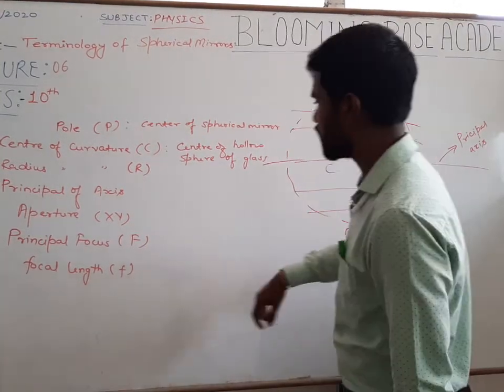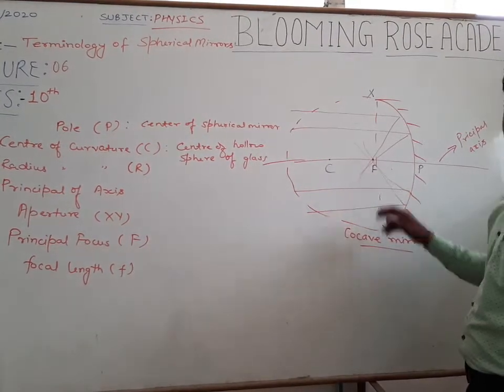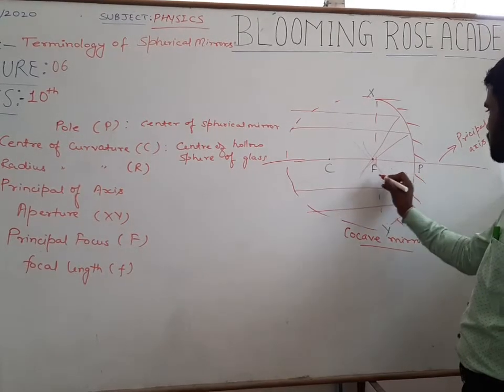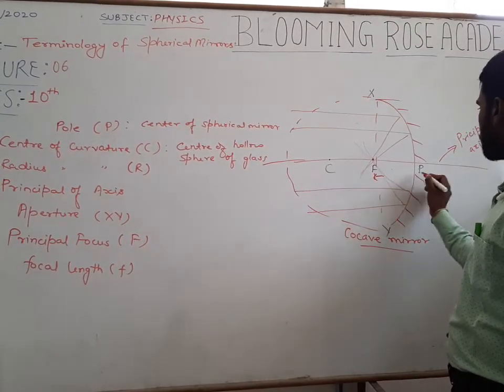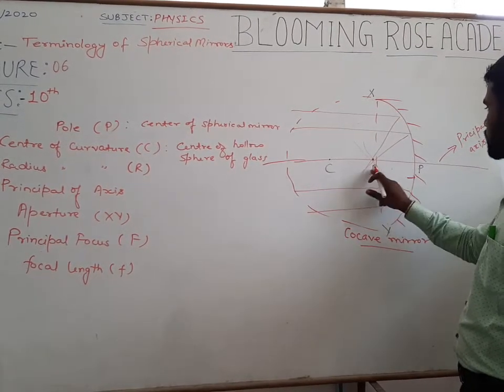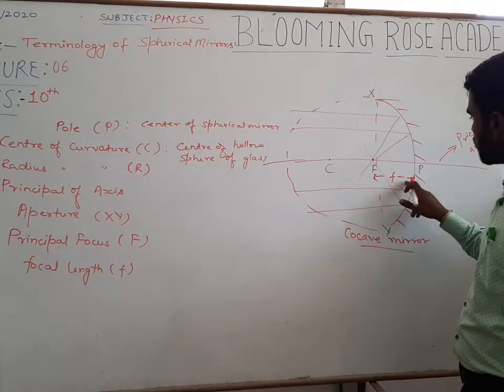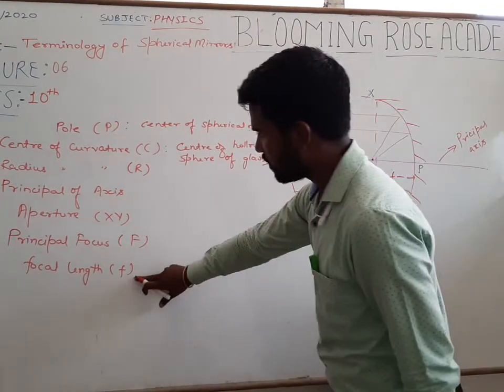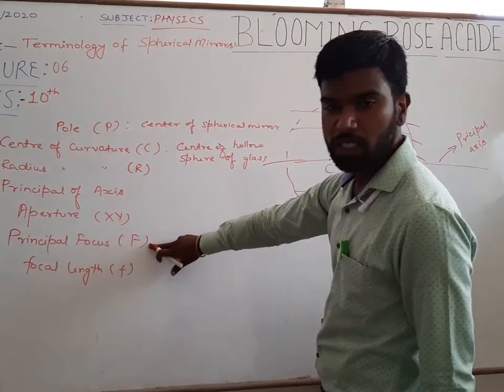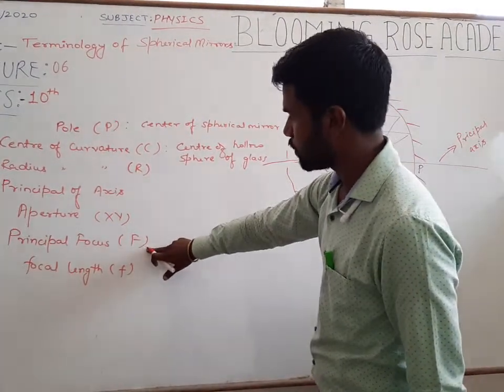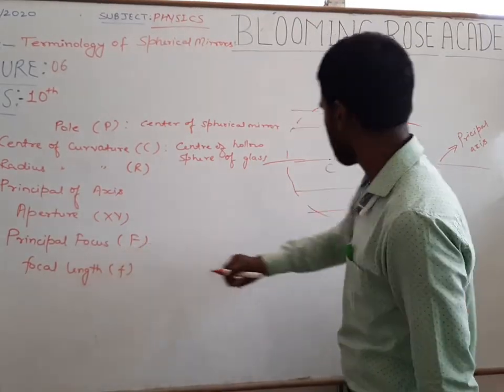Now the next one is focal length. What is focal length? Focal length is the distance between the principal focus and the pole, and it is denoted by a small f, while the principal focus is denoted by a capital F. We have to take care about it.